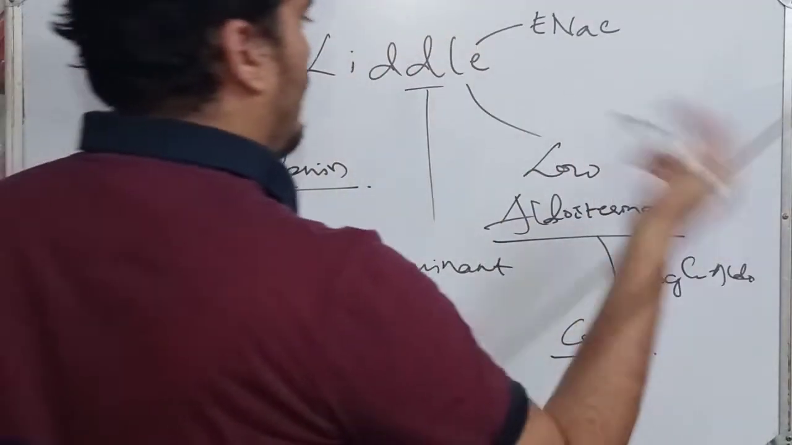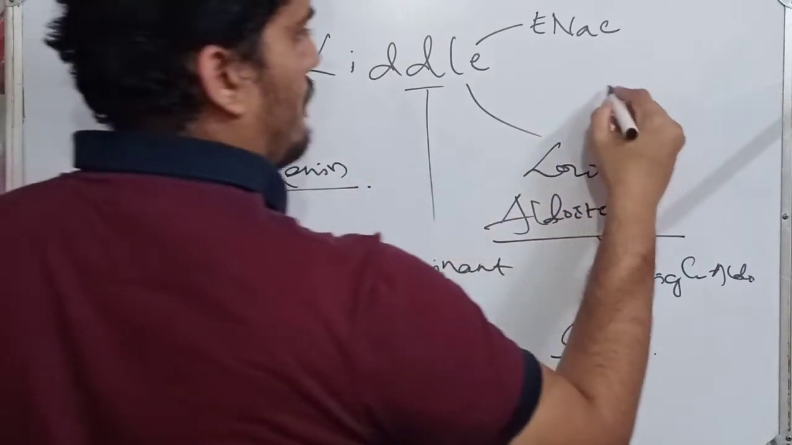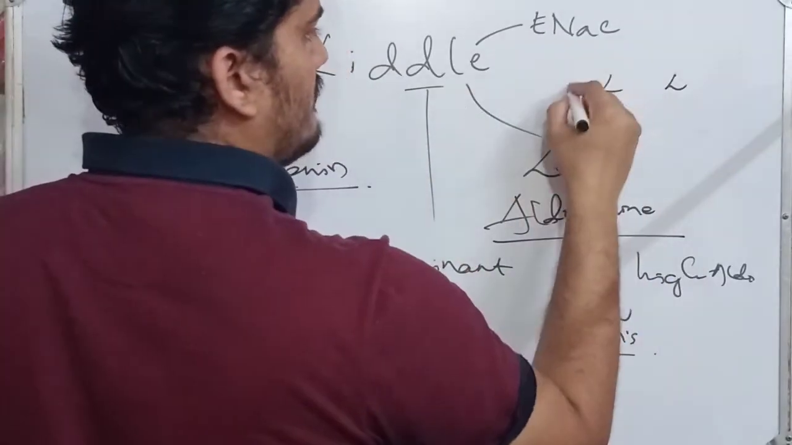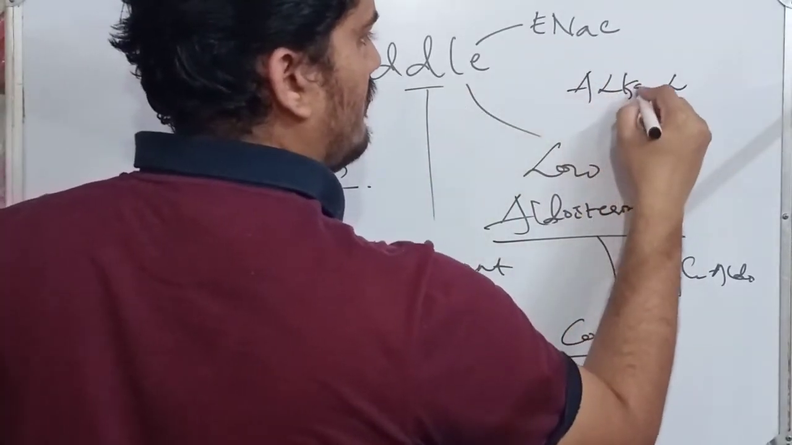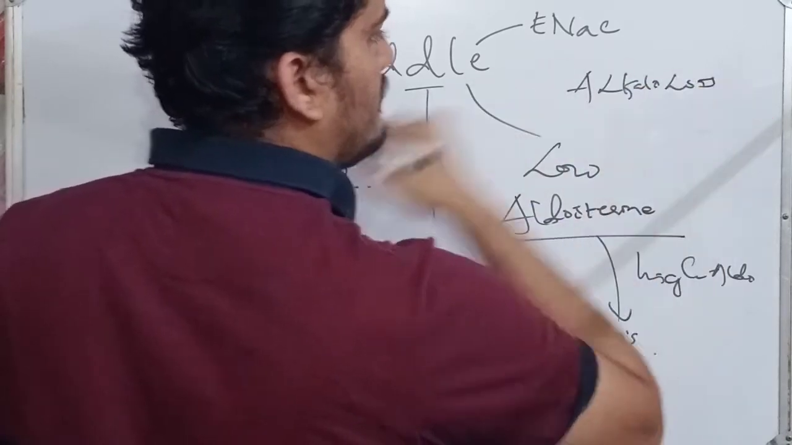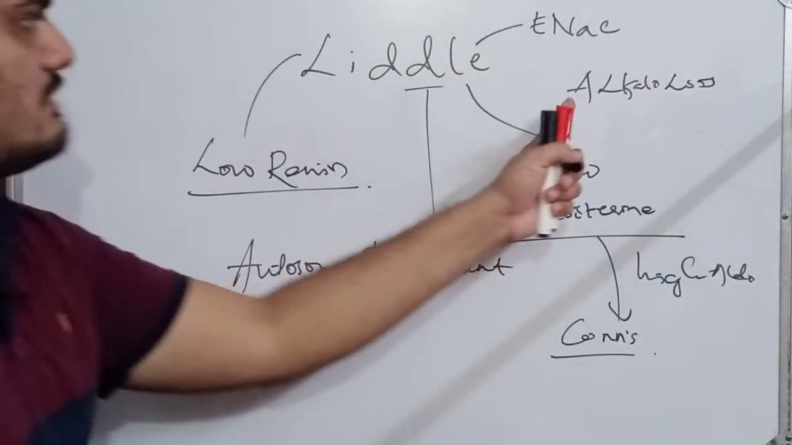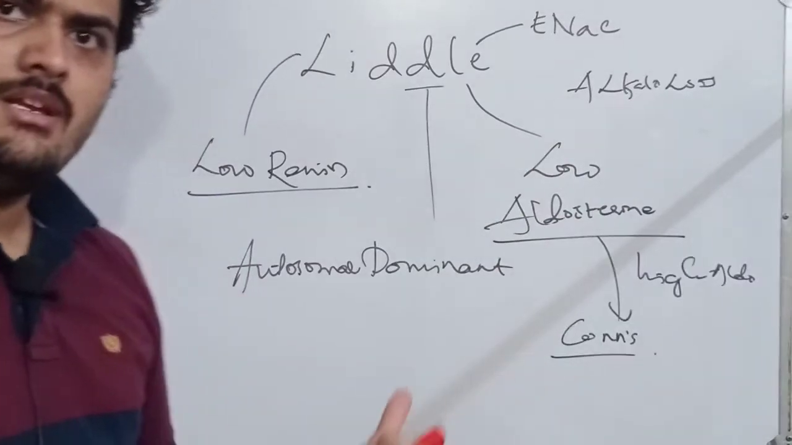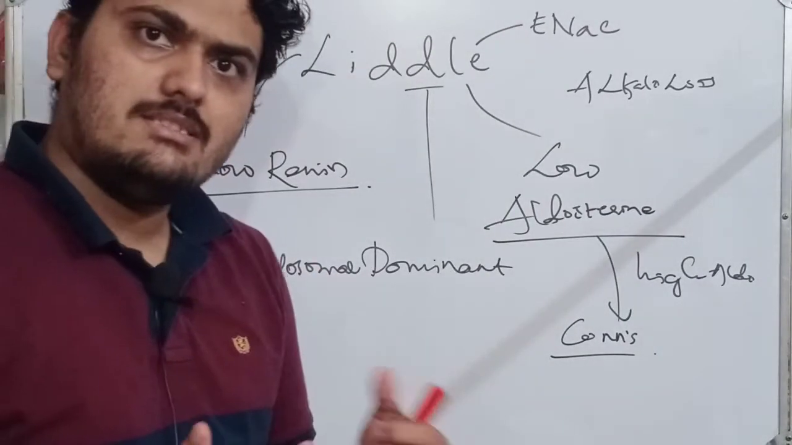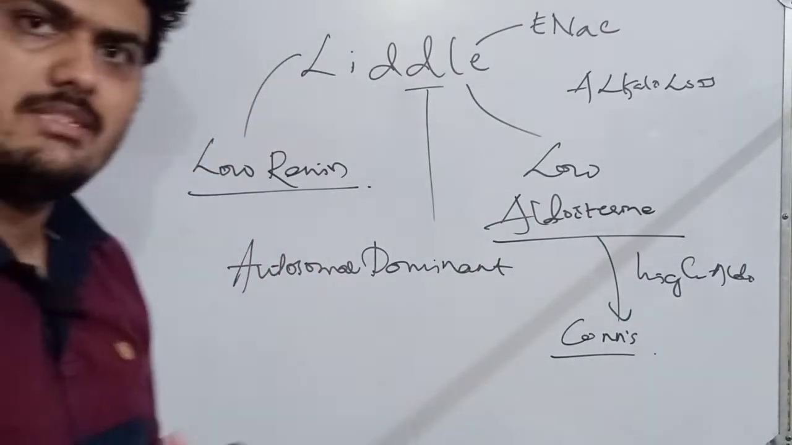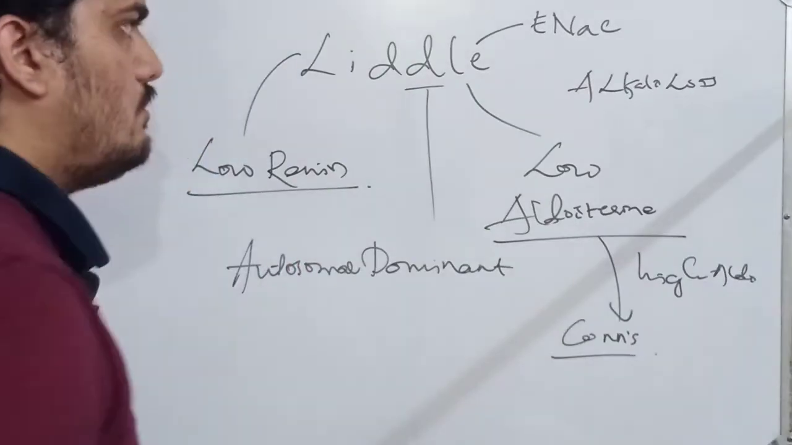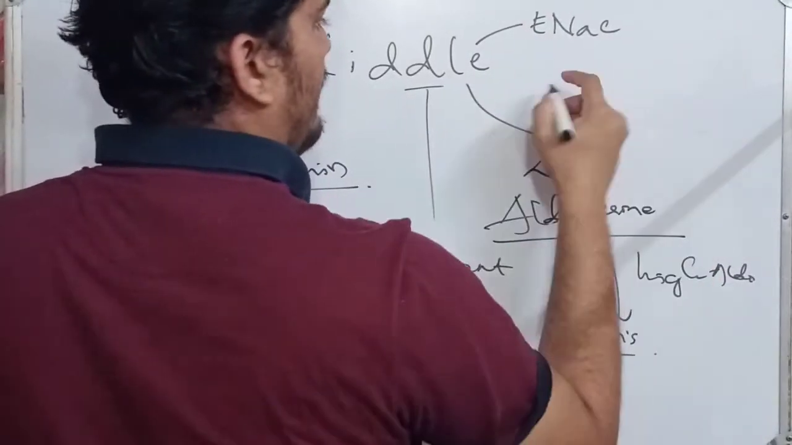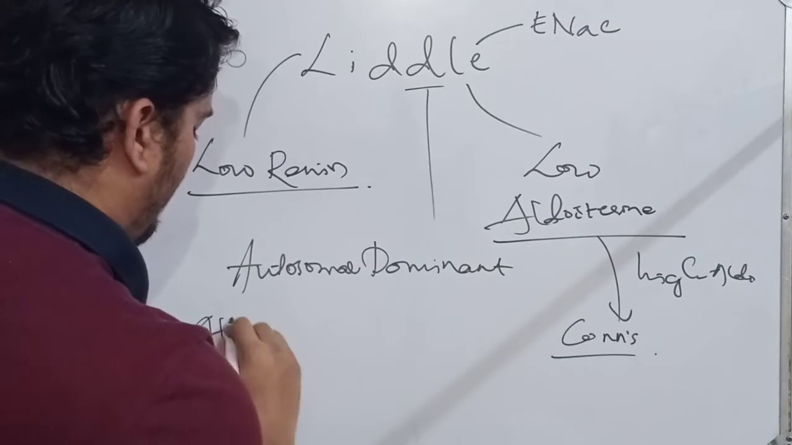Next one, there are two L's again. We use this 2L again. What will this 2L stand for? That is alkalosis. The 2L stands for alkalosis, because there is a problem that in MCQs, acidosis can be given as an option. So alkalosis is present in Liddle syndrome.